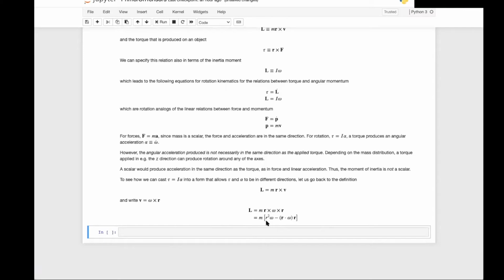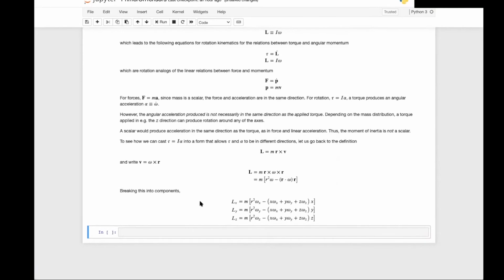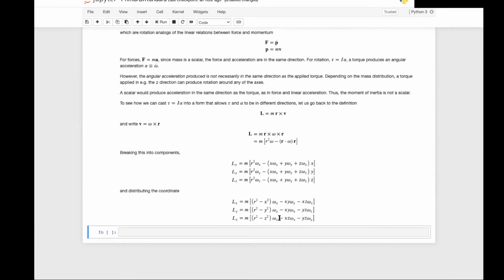This expression here, m multiplying r squared omega minus r dot omega times r. If we break this into the components, this is what we get. And now let's distribute this coordinate in here, multiplying by what is inside of the parentheses. So we can write them in this form. Now we have something that multiplies omega x, omega y, and omega z in all of the three expressions. You have here omega x, omega y, and omega z.